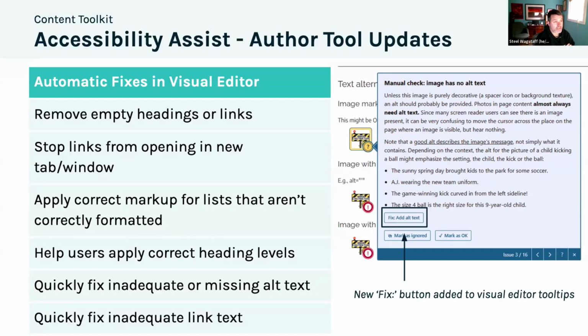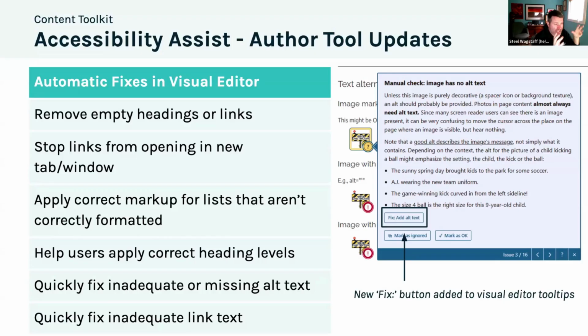And so just earlier in the last month, we've released several buttons right there in the tooltip that will let you directly fix a whole bunch of common issues. So for example, if you have empty headings or empty links, you can now click a button and fix them instantly. If you have a link that's opening in a new tab or new window and you don't want to do that, you can fix it instantly by clicking a button.